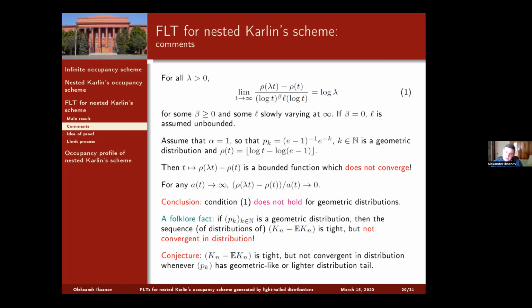And we conjecture that such a situation persists whenever the tail of the underlying distribution pk is not heavier than the geometric tail, for instance, Poisson tail. However, as far as I know, this has never been explored so far. So this conjecture, as of today, remains open.